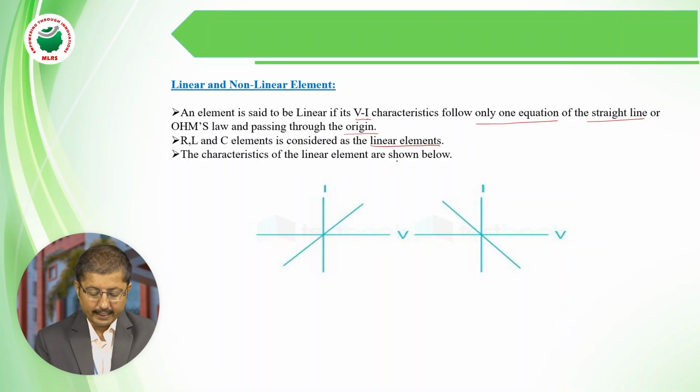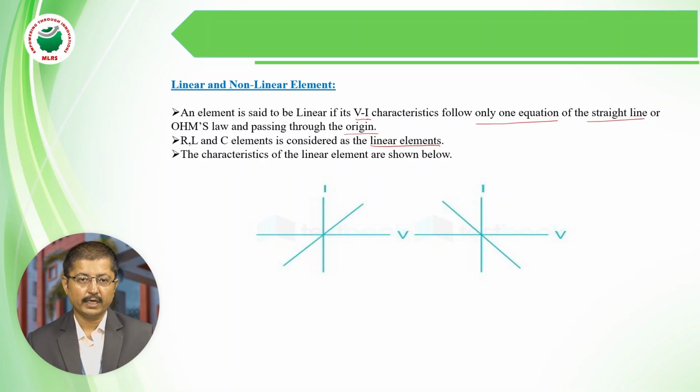The characteristics of linear elements we can see here. If you observe these VI characteristics, they follow only one equation, they follow Ohm's law and they pass through the origin. Similarly in this diagram also. So these are the characteristics of linear elements. Linear means they follow a VI characteristic of only one straight-line equation, follow Ohm's law, and pass through the origin.